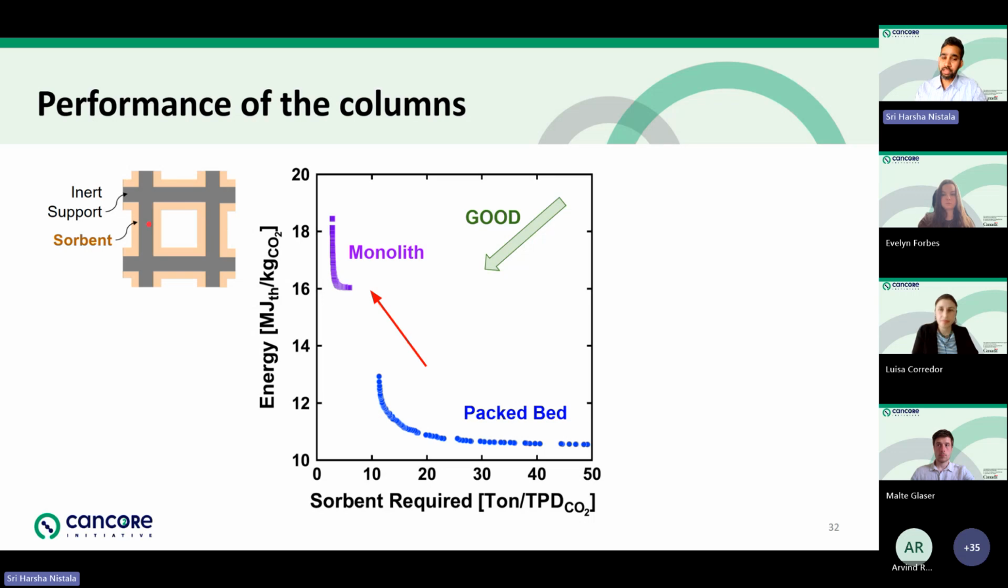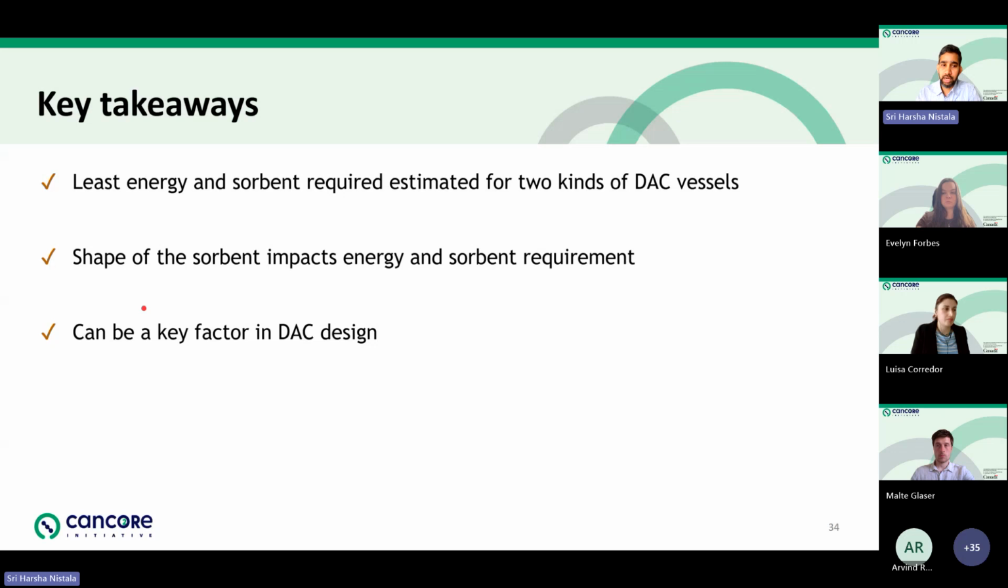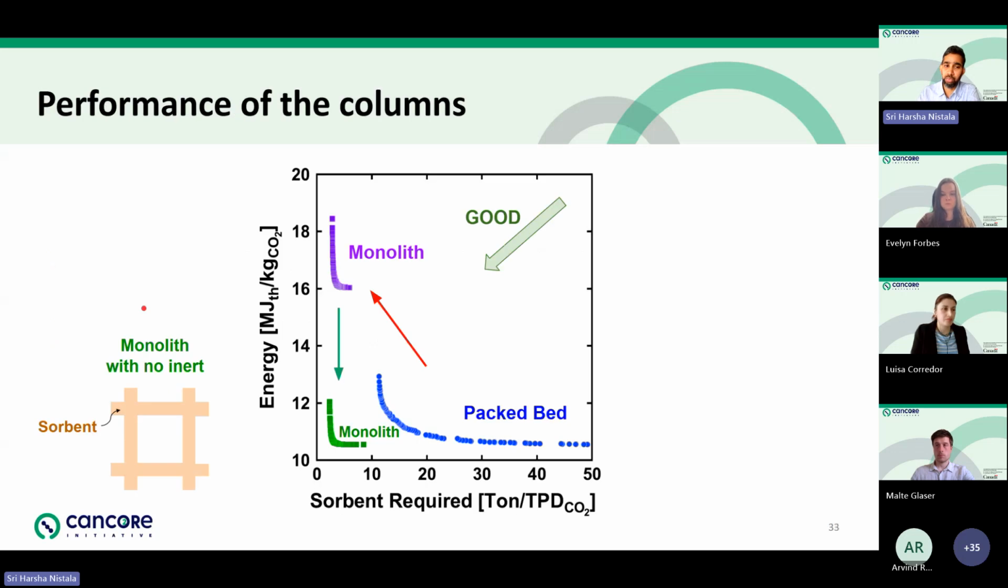So then we ask the question, what happens if we remove the wall and just deal with a monolith that has just the sorbent without the walls? And we see then that the energy requirement falls back to the level of that of a packed bed, and the sorbent requirement also falls significantly compared to a packed bed.